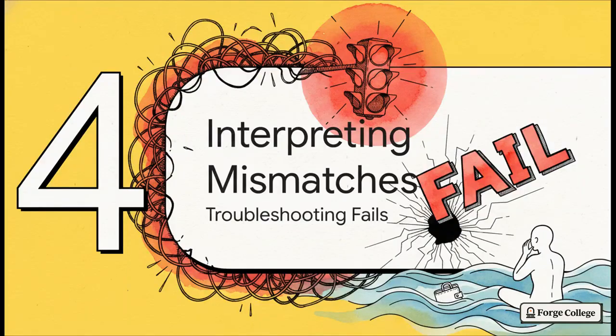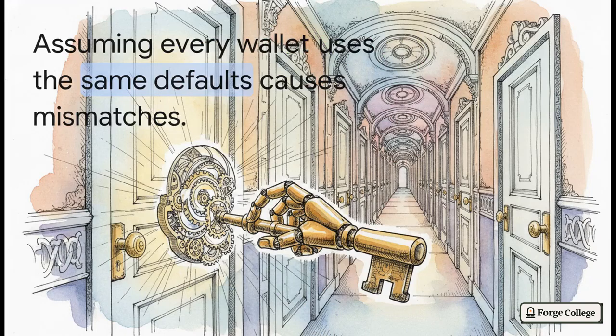All right, let's move to Section 4, interpreting mismatches. So say you run your script, and it throws this big, scary fail error. First thing, take a deep breath. Do not panic. When things don't match up, it's usually kind of like getting lost in a hotel, because you just assumed every building uses the exact same room numbering system. The most common culprit is simply that different wallet software uses different default paths. Your keys are totally fine. You're literally just knocking on the wrong digital door.